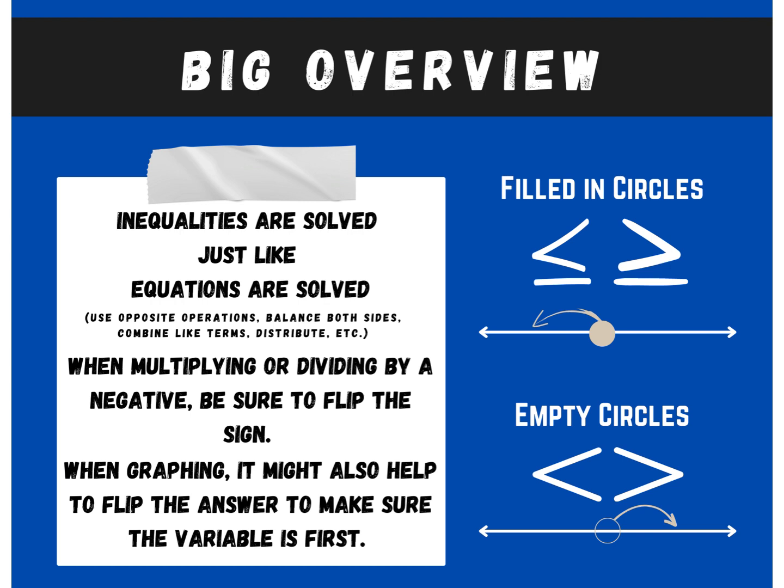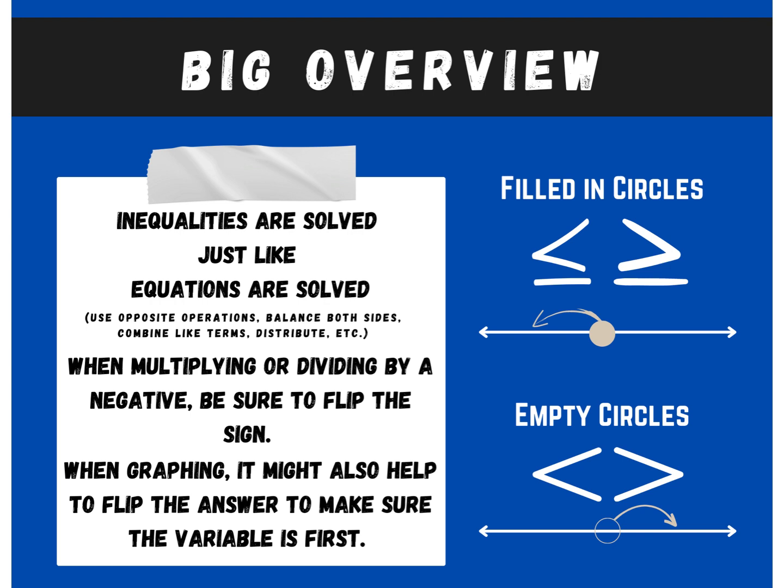Remember that when you divide or multiply by a negative, specifically by a negative, your sign has to flip. You can think back on all of those examples where we added something to both sides and the sign stayed the same. We subtracted something from both sides and the sign stayed the same. It wasn't until we multiplied or divided by a negative that that sign had to flip in order to still be a true statement. Remember also that when graphing, it sometimes helps to flip the answer around if your variable is last to make it first.